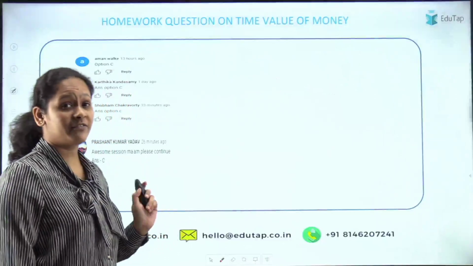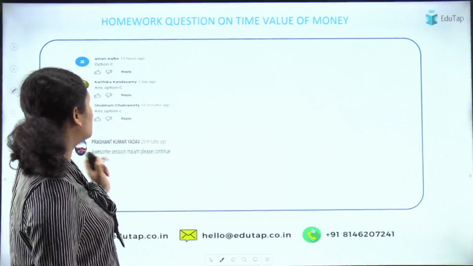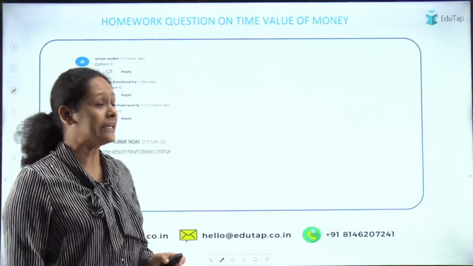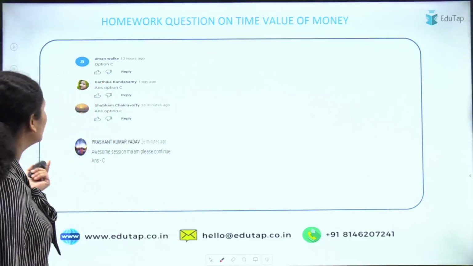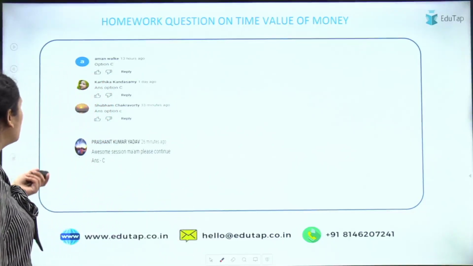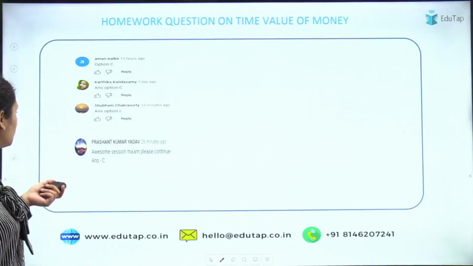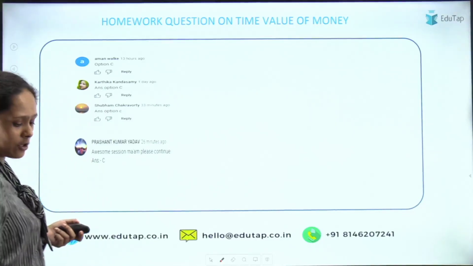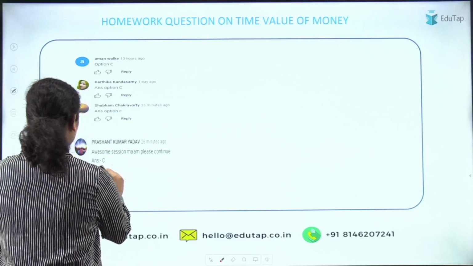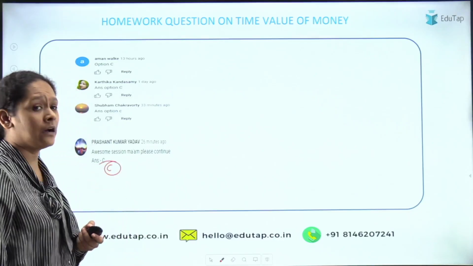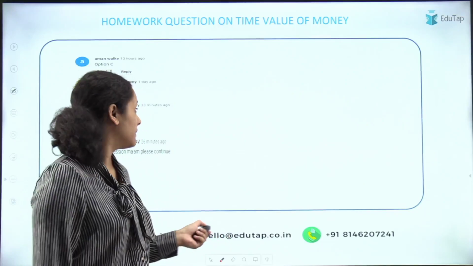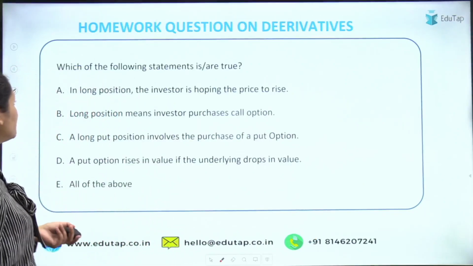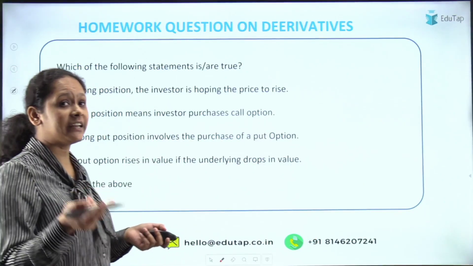Now, before moving further, I had given you a homework question on time value of money, and these were the people who answered the question right. It was Aman, Kartika, Shubham, and Prashant. The correct option to the time value question was option C. Now, let's move ahead. Now, the question which I gave you yesterday on derivatives.